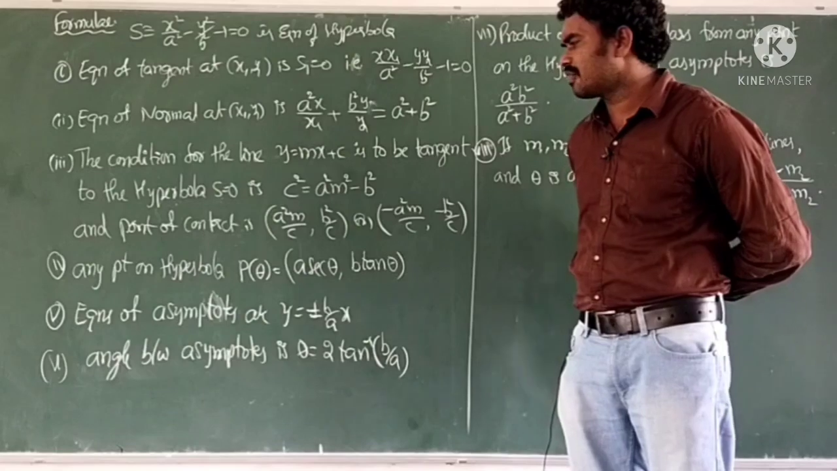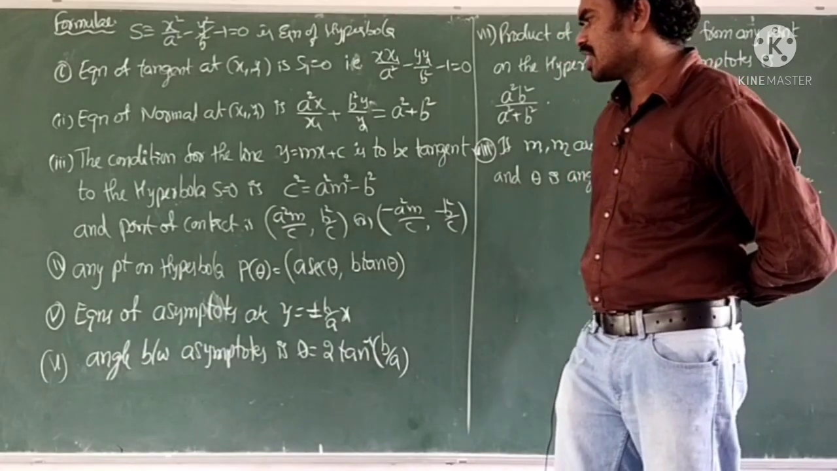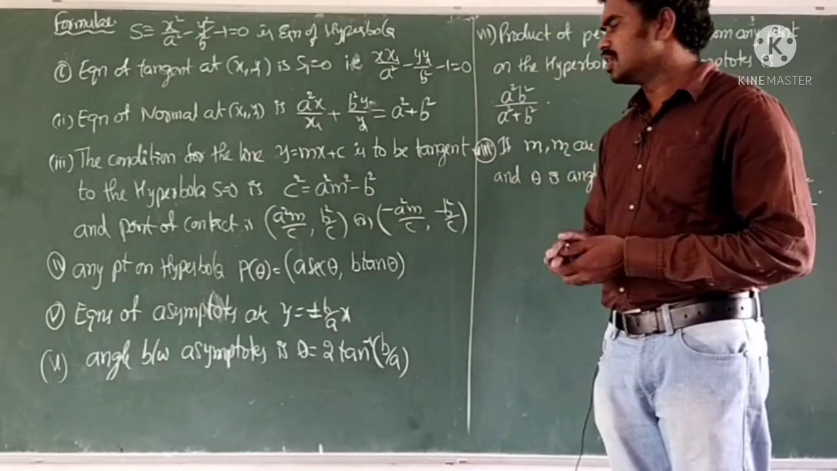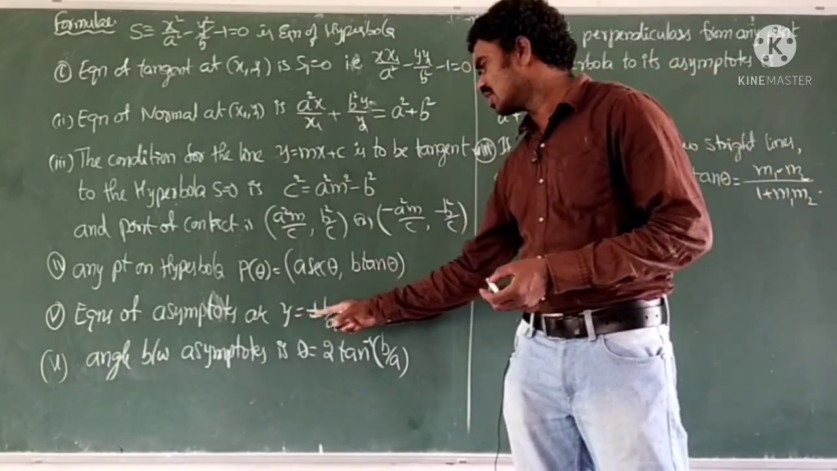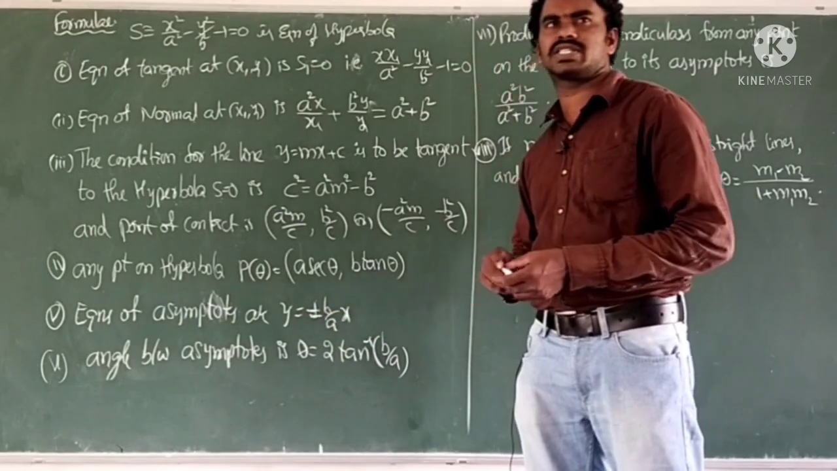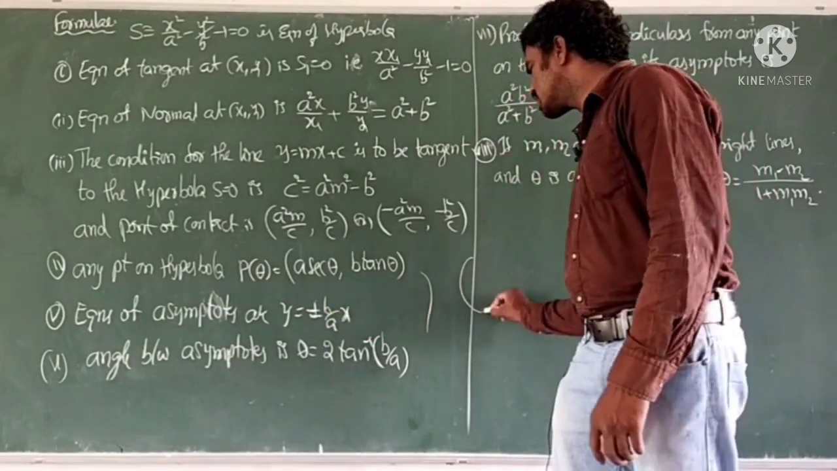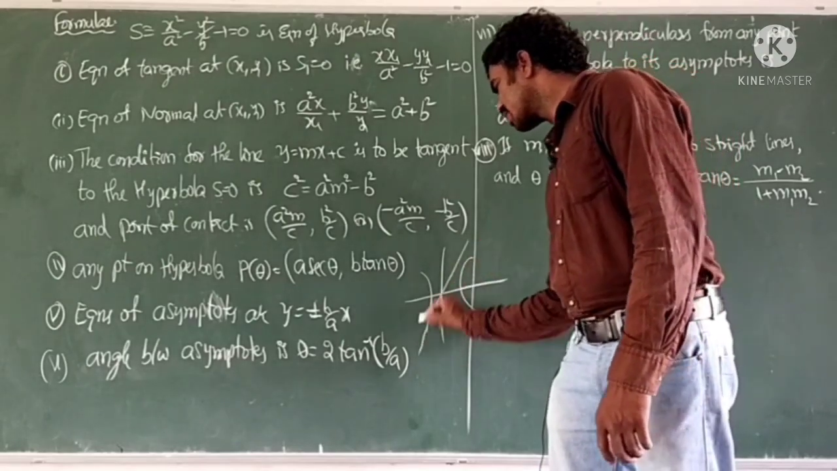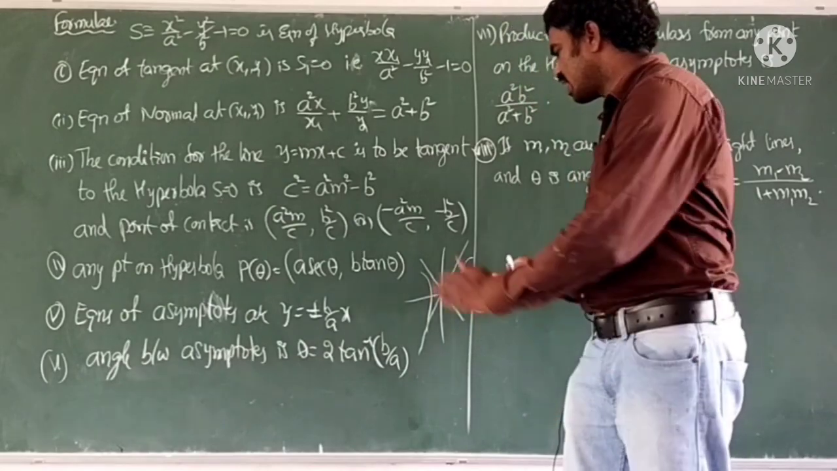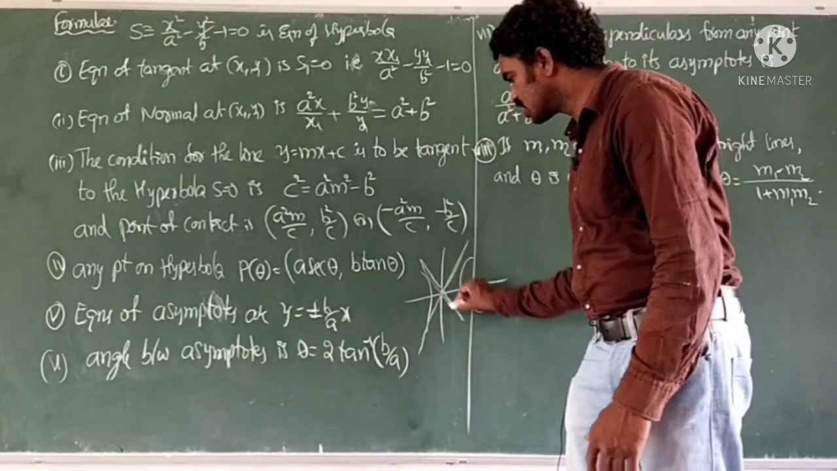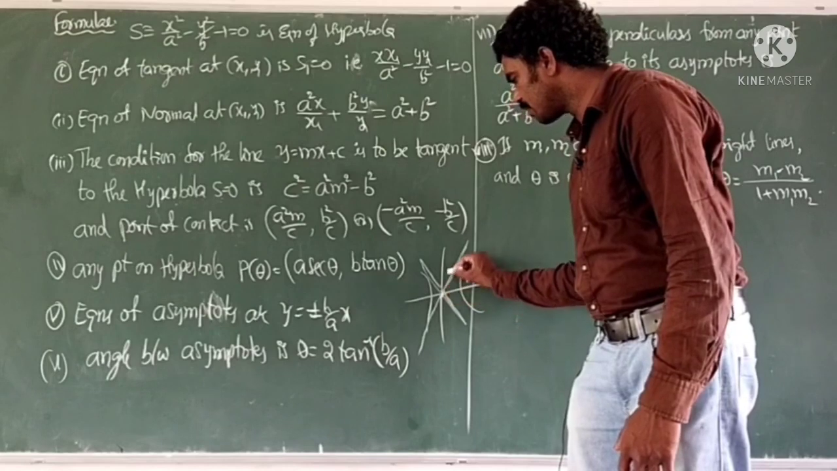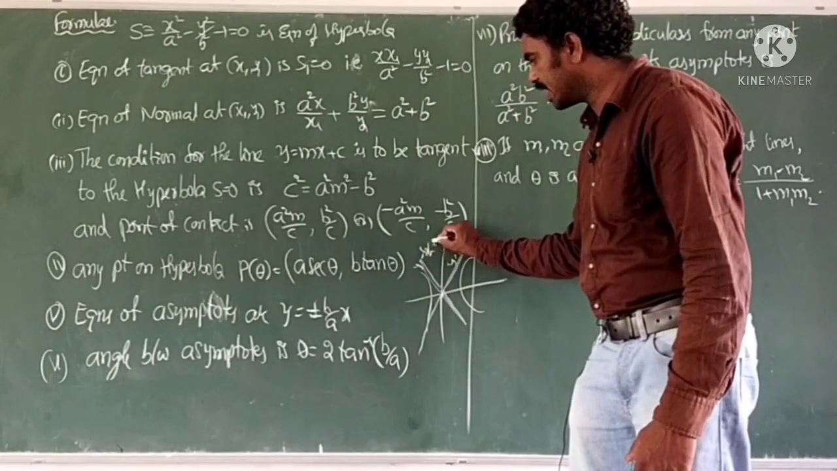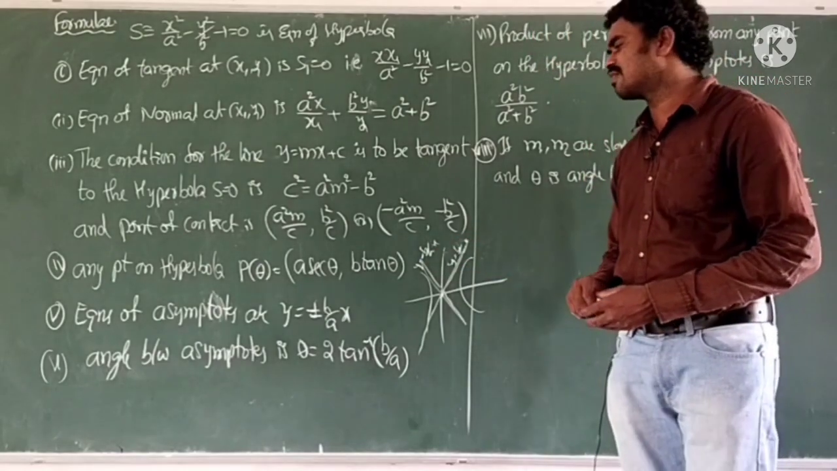Next, equation of asymptotes. The asymptotes mean the symmetry of the hyperbola. At that time we can get two equations, y is equal to plus or minus b by a x. For the hyperbola, with the x axis and y axis, by splitting into 4 parts we can get two equations. This one passes through the origin, meaning y equal to b by a x, and this is y equal to minus b by a x. These two are called the equations of asymptotes.